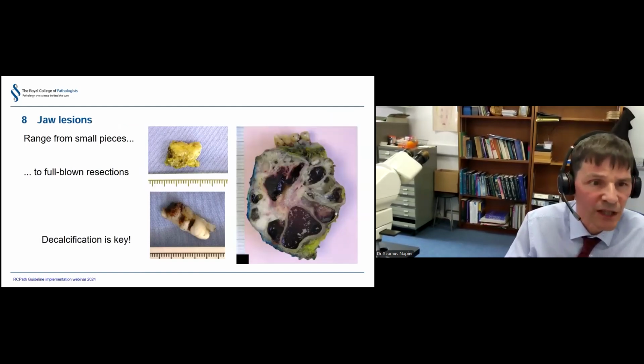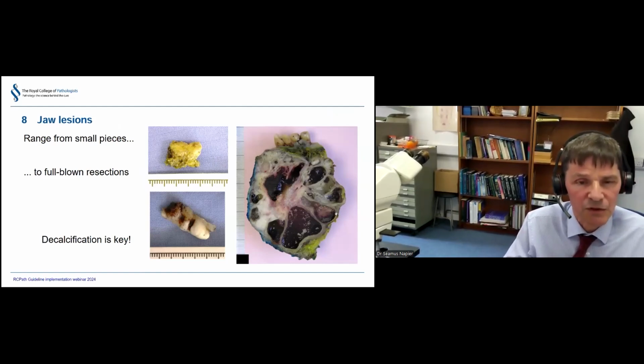With jaw lesions, these often range from very small pieces, such as those demonstrated on the left-hand side there, to full-blown resections. You almost don't need to decalcify the mandible, as demonstrated on the right there. You can see how large and cystic that lesion is that has destroyed it. It turned out to be an ameloblastoma at the end of the day.